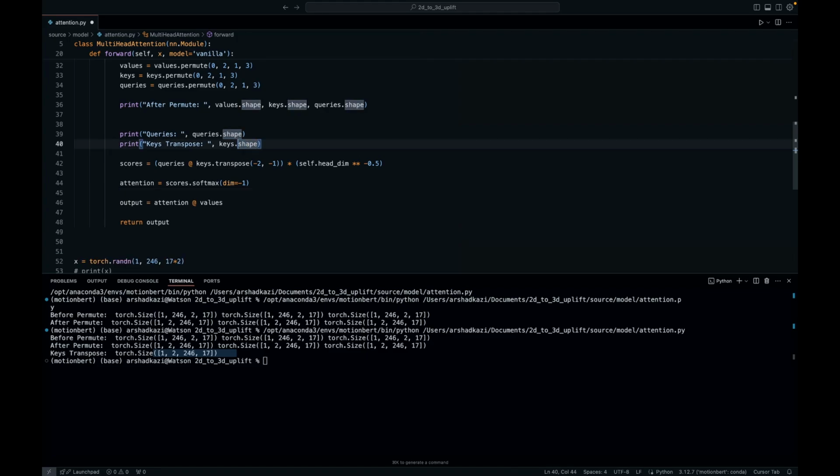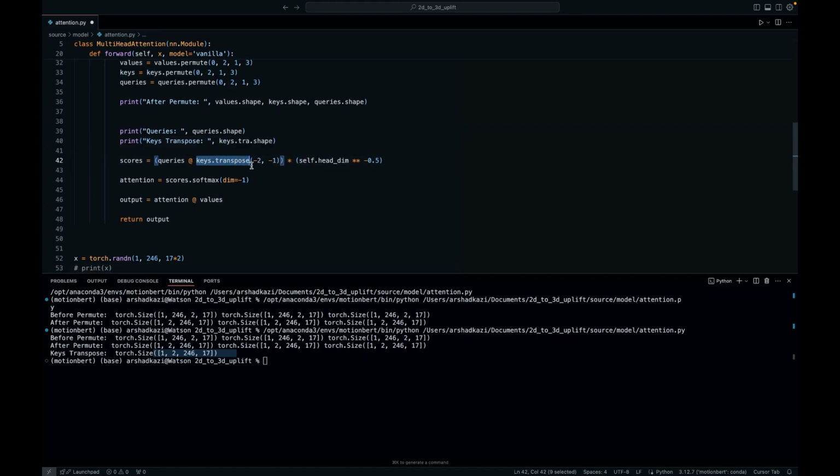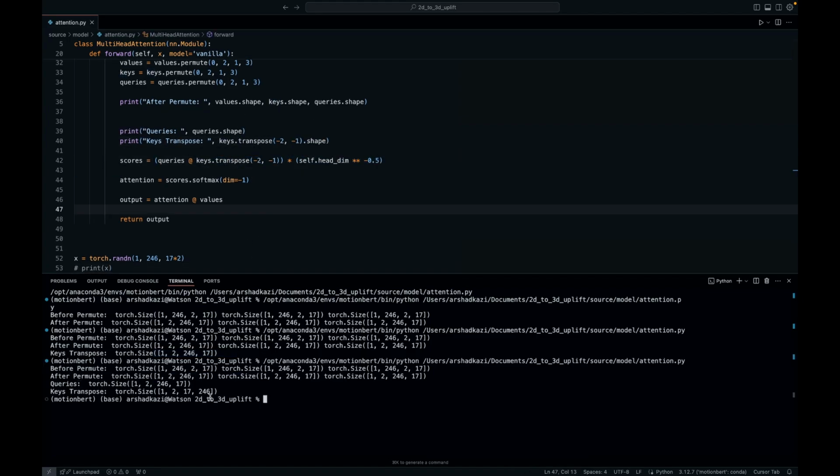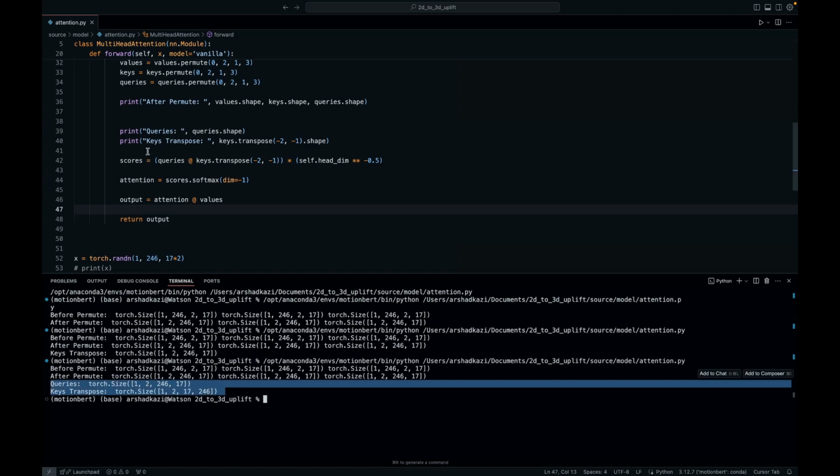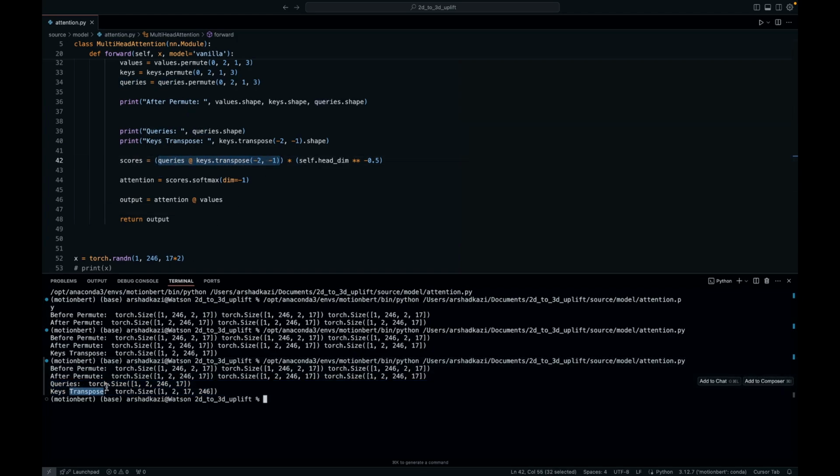And this is the transpose operation. Wait, I want to understand. Yes. So this is what I want. So inside this operation, the queries going into the transpose operation, this is what is happening.